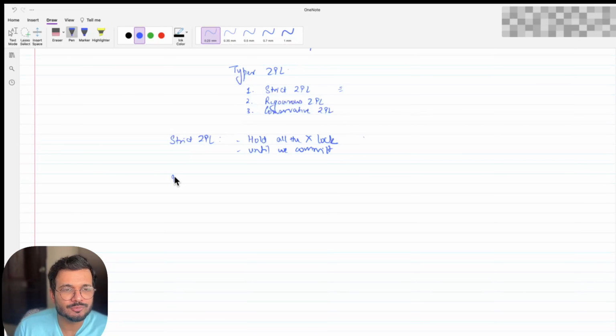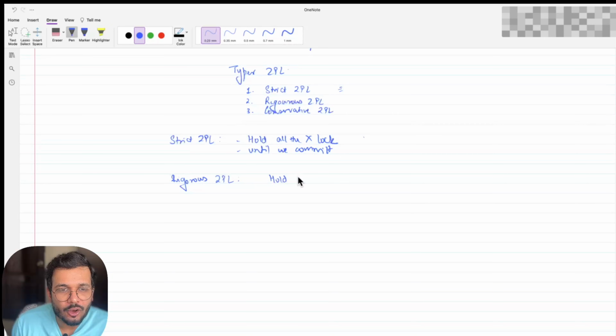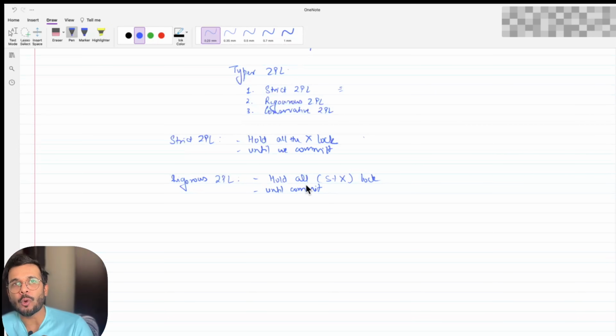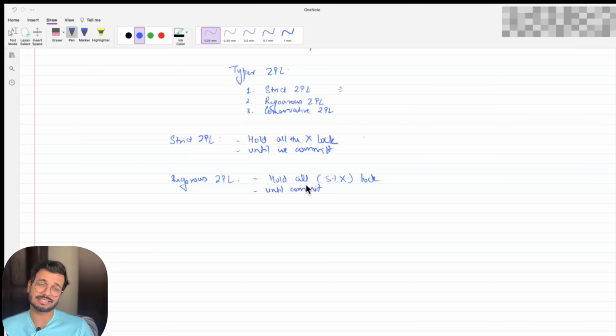So this is where rigorous 2PL comes in. In this, we will hold all shared plus exclusive locks until the commit has happened. Now this is much more rigorous than strict. In strict, we were only holding the exclusive locks. In this case, we will hold all the shared and exclusive locks which we have acquired till the commit has finished, and we will not allow even a shared lock to be used by any other transaction. So this is why it is called rigorous 2PL.